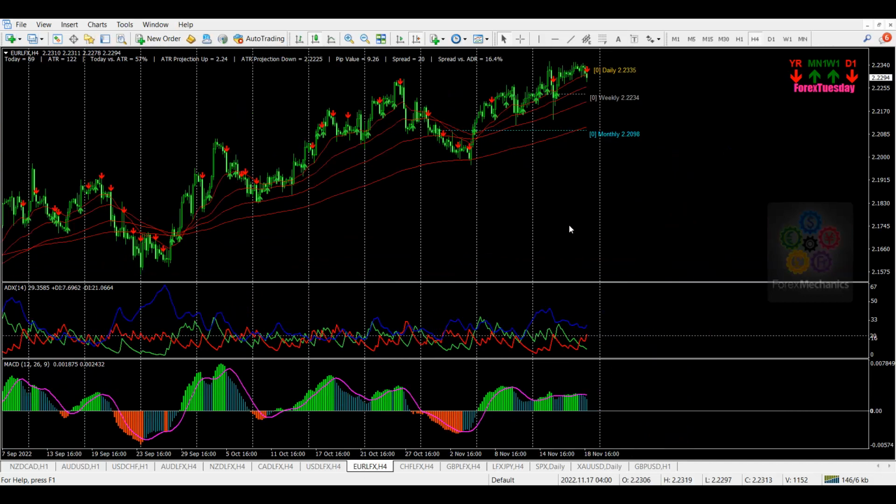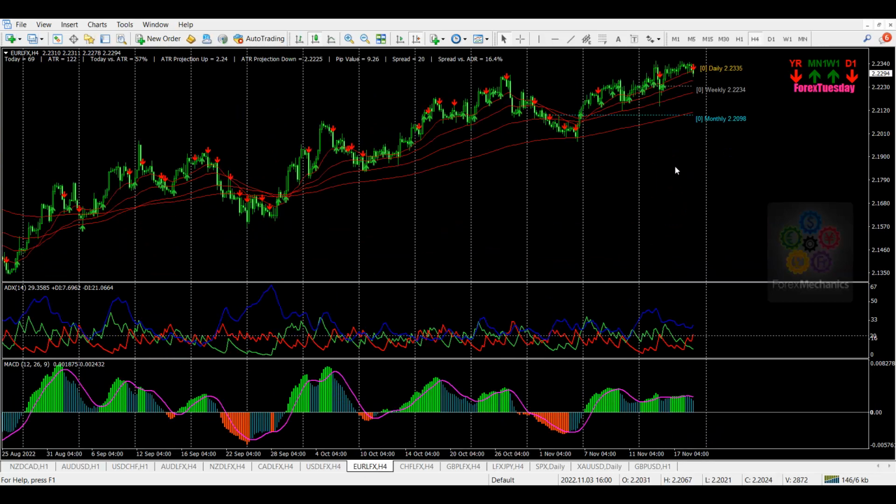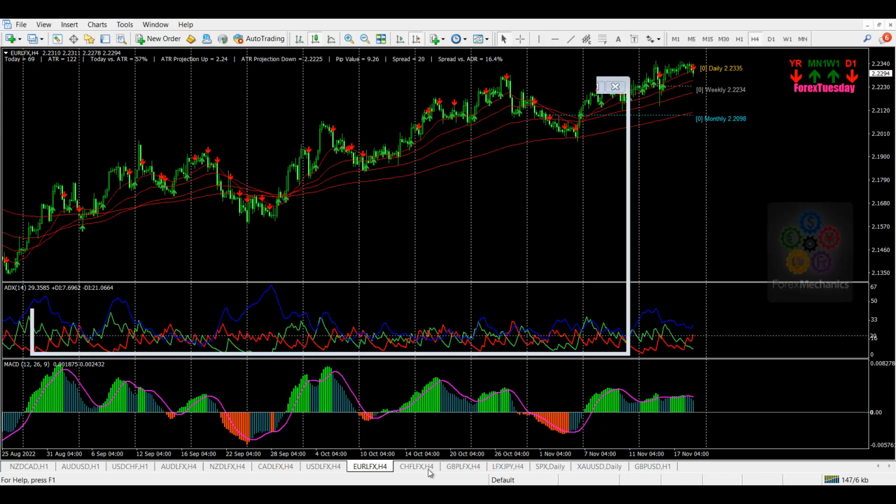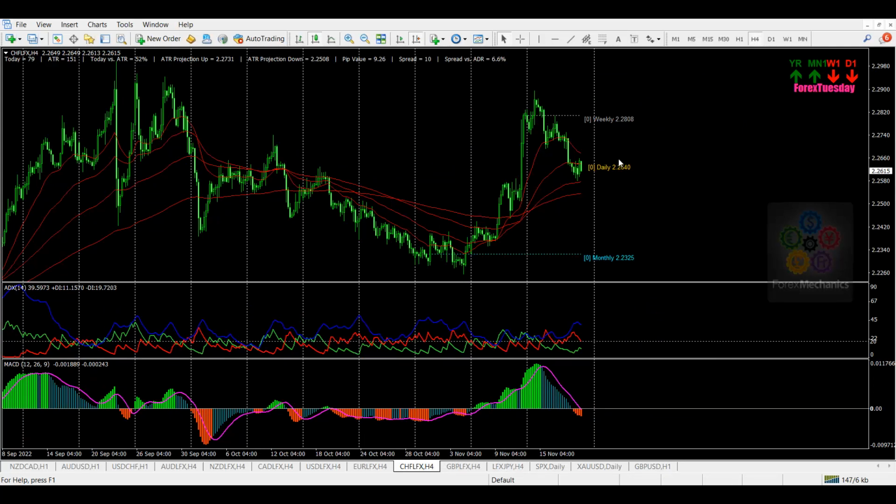The euro looks bullish, but like I said, as long as I see a strong euro week, my money would be on the euro. But as of now, I don't have any position on the euro for the moment, because I would like to see how it opens up in the coming week.